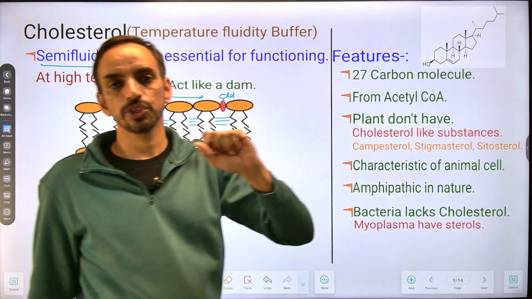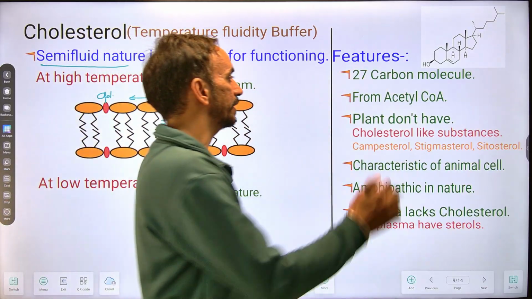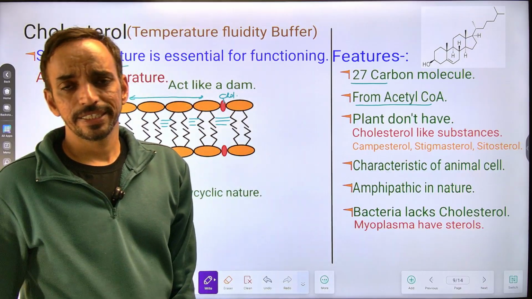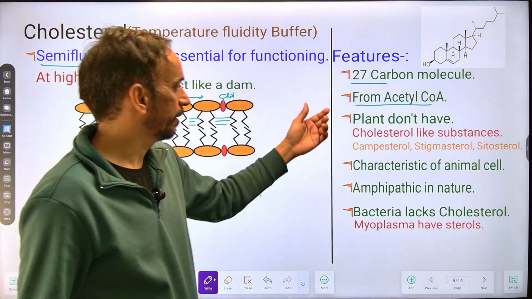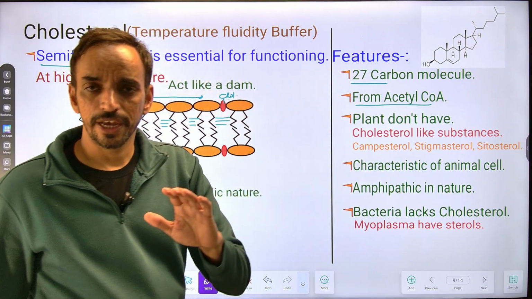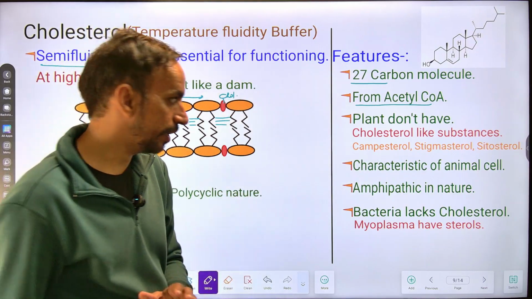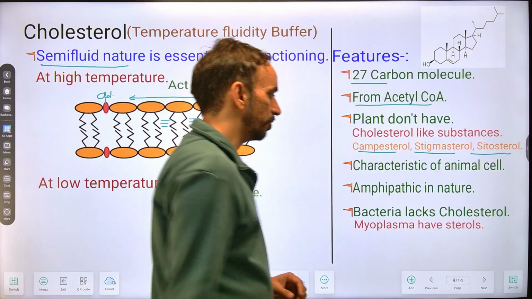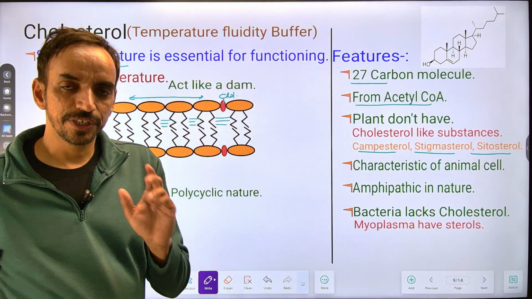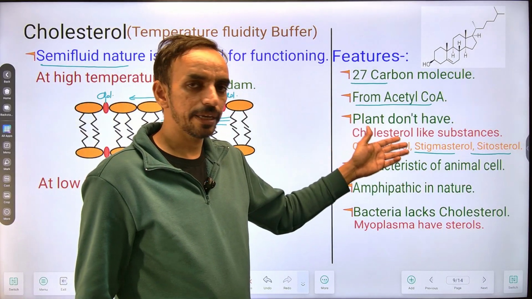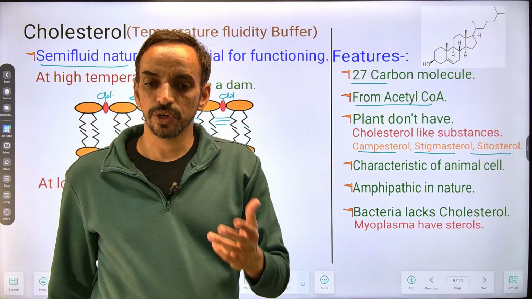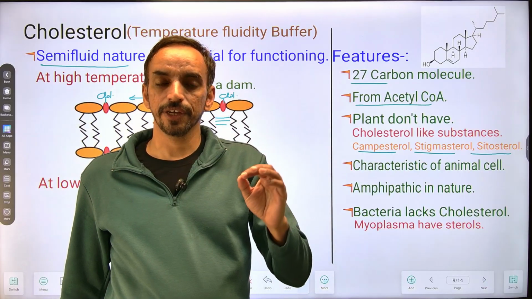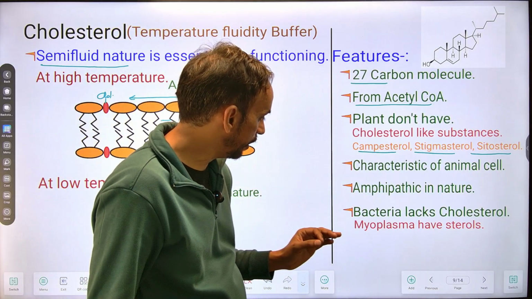नाउ इफ यू टॉक अबाउट द फीचर्स ऑफ दिस कोलेस्ट्रॉल, it is a 27 carbon molecule, and all of these carbon, they come from the acetyl coenzyme A. Now the plant, they don't have cholesterol, but they have cholesterol like substances like campesterol, stigmasterol and sitosterol. It is the characteristic feature of animal cell. क्योंकि अपन कह रहे हैं प्लांट के पास में है नहीं, bacteria they are also not having the cholesterol. So the cholesterol, it is the characteristic feature of animal cell only.